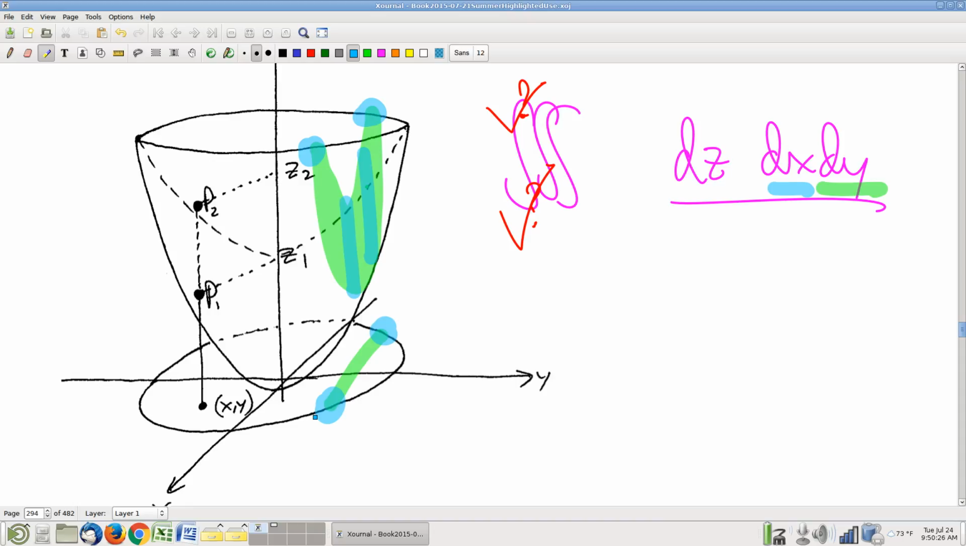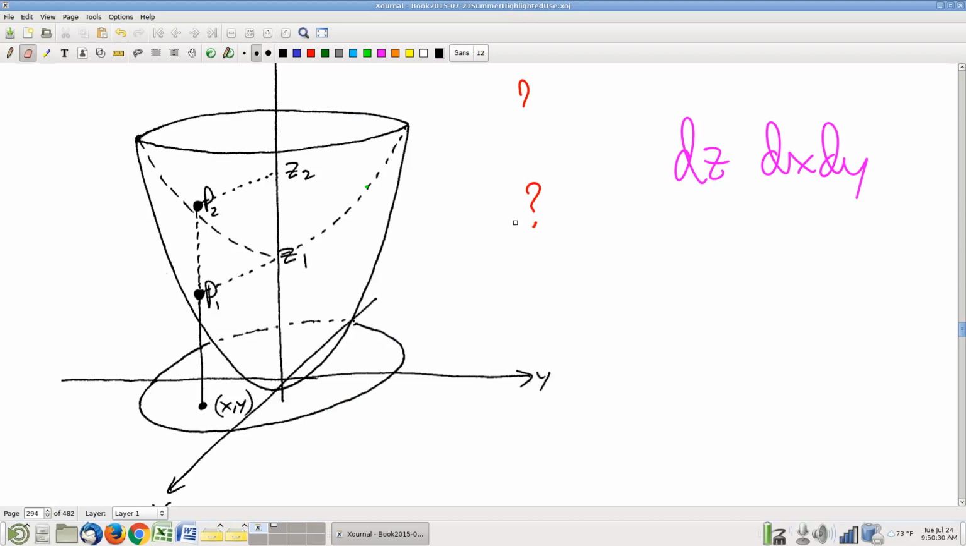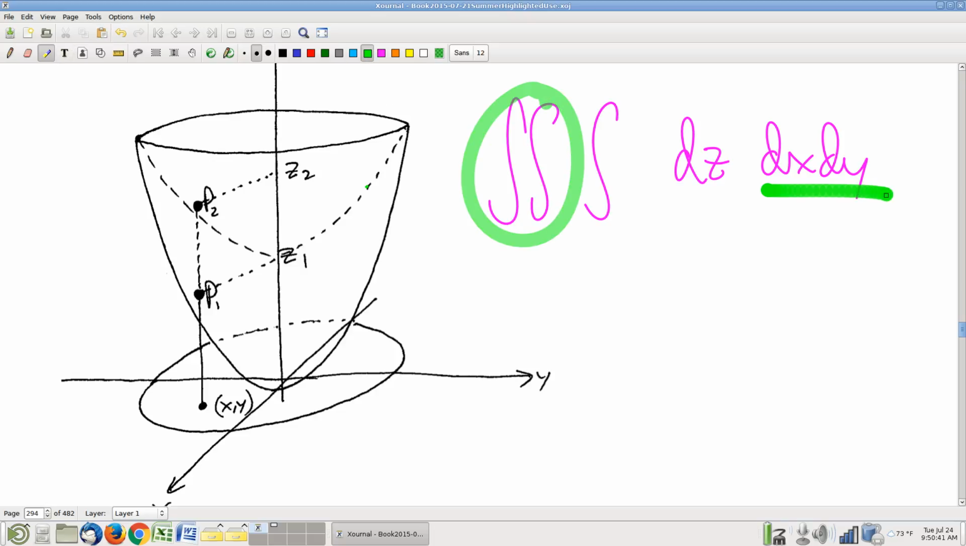To find the bounds, let me just summarize here. To find the bounds on the x and y integrals, specifically those being the outside, the two furthest to the outside integrals.